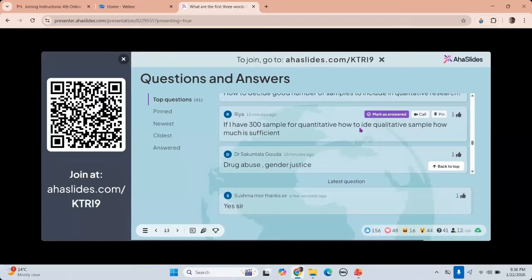Scholars like Criswell, based on his research work, he came with one slide. I'm going to share it in the WhatsApp group sometime tomorrow.